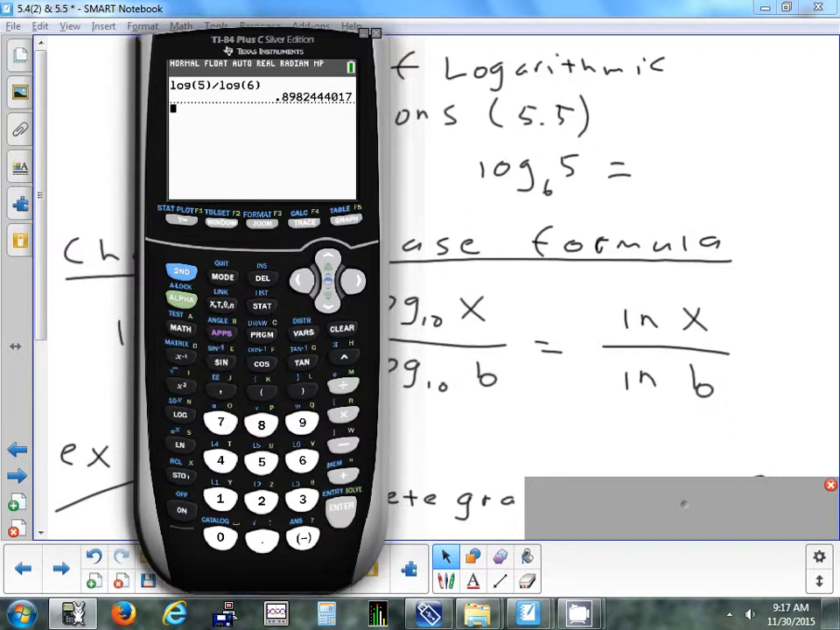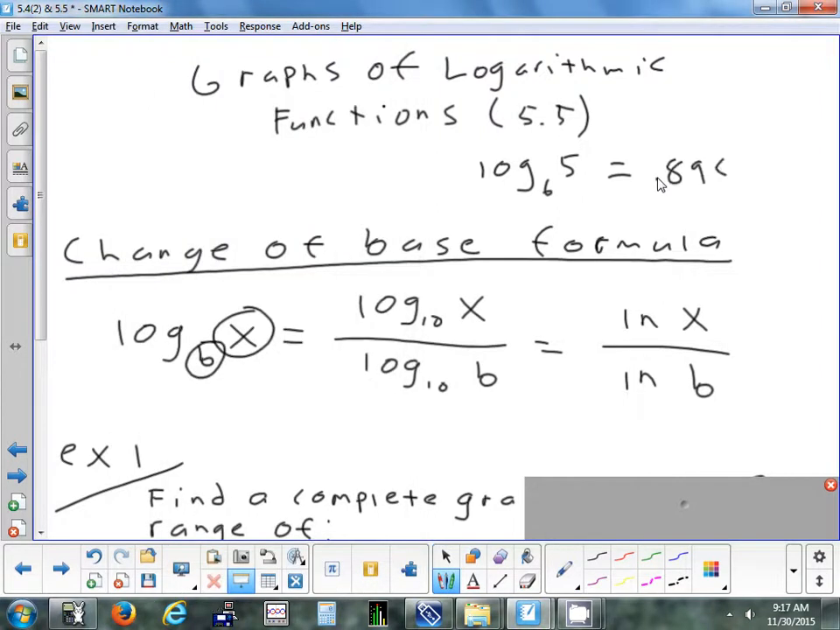Or if I do it with ln's, ln 5 divided by ln 6, log of the argument divided by log of the base. Remember, base, think bottom. Base is lower, so it goes in the bottom. You can't switch the 5 and the 6. If you do, it comes out wrong. But if I do it with ln, I get the same thing, 0.898. And that's it. That's called the change of base formula. Any questions on how to type something in using the change of base formula?